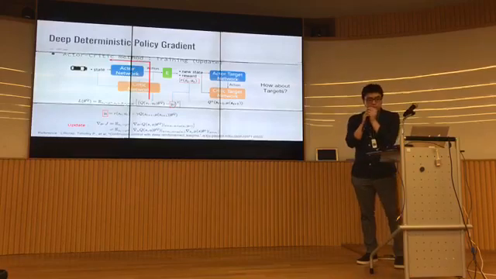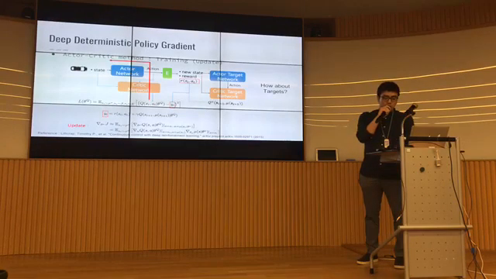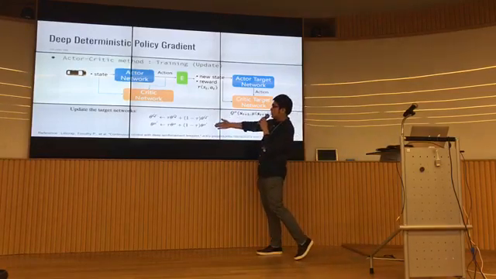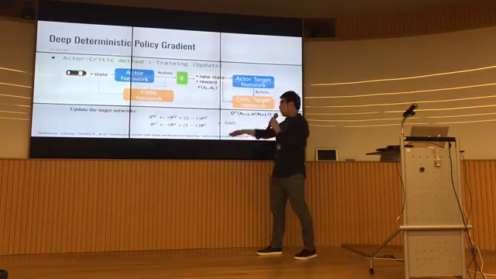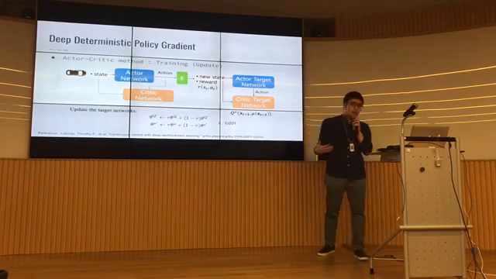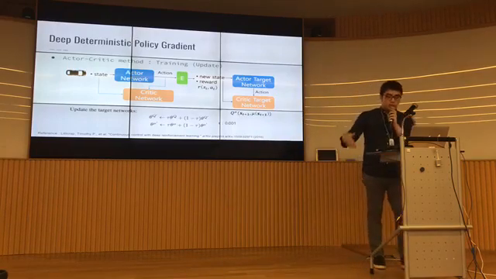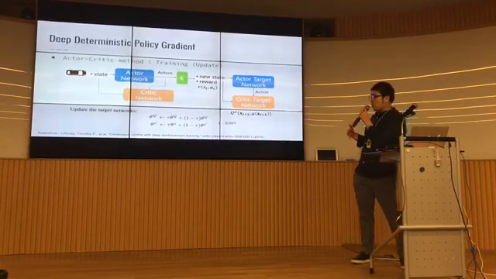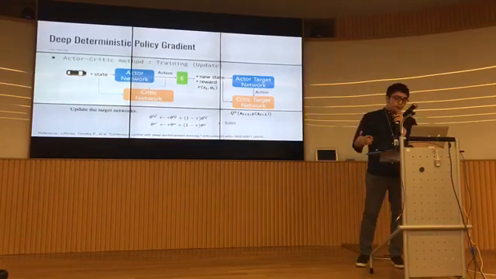And we can think about the target. The target network is updated like this, using this formula. It seems like a moving average, so the update process is very slow and changes slowly.